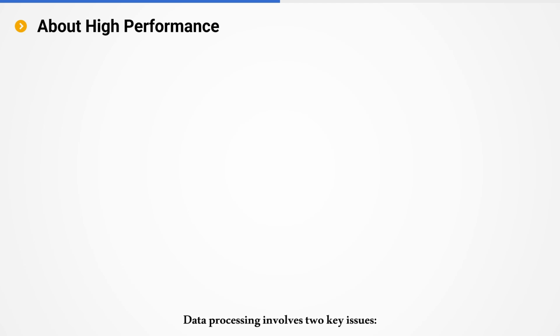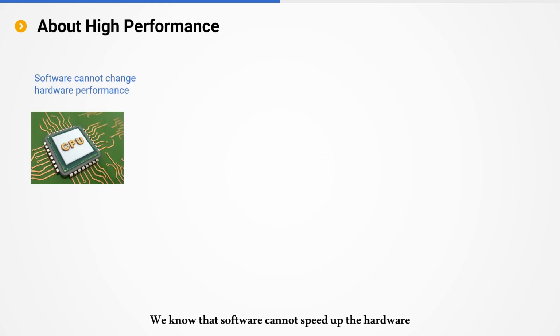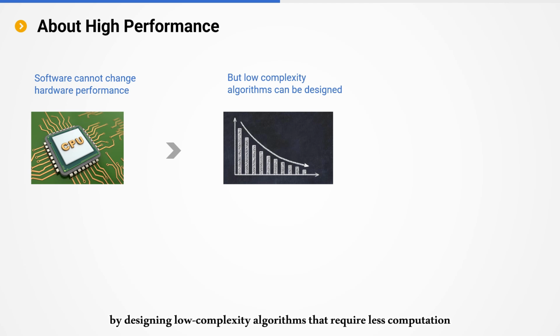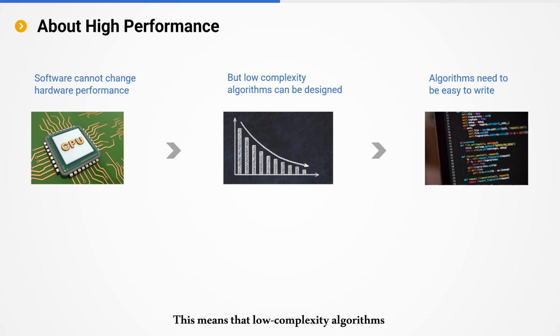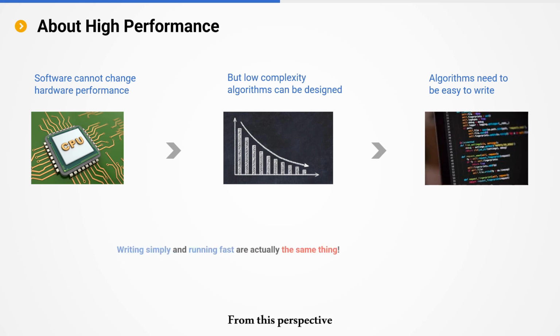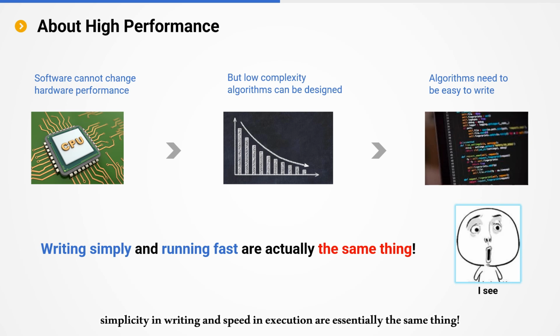Data processing involves two key issues: writing simple and running fast. We know that software cannot speed up the hardware. The CPU and hard disk have fixed speeds. However, by designing low-complexity algorithms that require less computation, the computer would perform fewer actions, leading to faster execution. Algorithms need not only to be designed but also to be implemented. This means that low-complexity algorithms should be easy to implement to ensure they are practical. From this perspective, simplicity in writing and speed in execution are essentially the same thing.